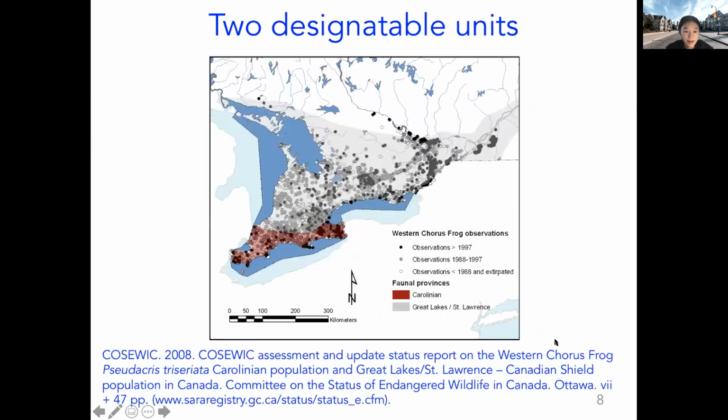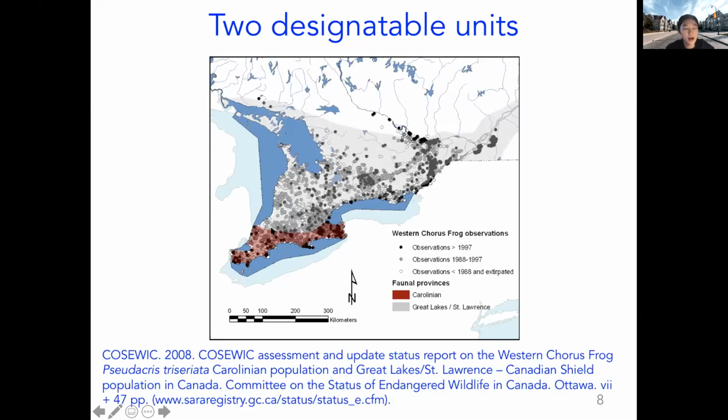And so in 2008, COSEWIC, which is the Committee on the Status of Endangered Wildlife in Canada, assessed the status of chorus frogs in Ontario. And they found many populations are declining rapidly. In 2008, they considered the mitochondrial DNA data alone to be insufficient to diagnose 2 distinct species. And so they kept the traditional view of Western chorus frog taxonomy in Ontario. However, they did incorporate the mitochondrial DNA into the management decisions.